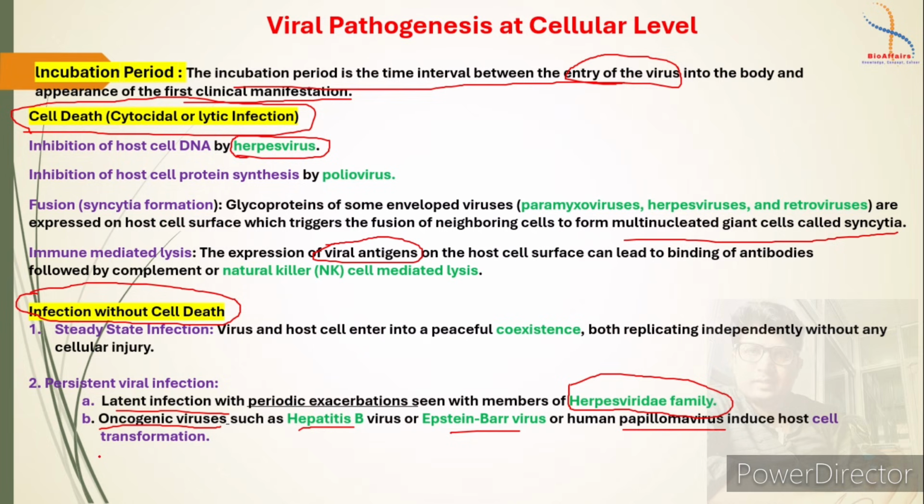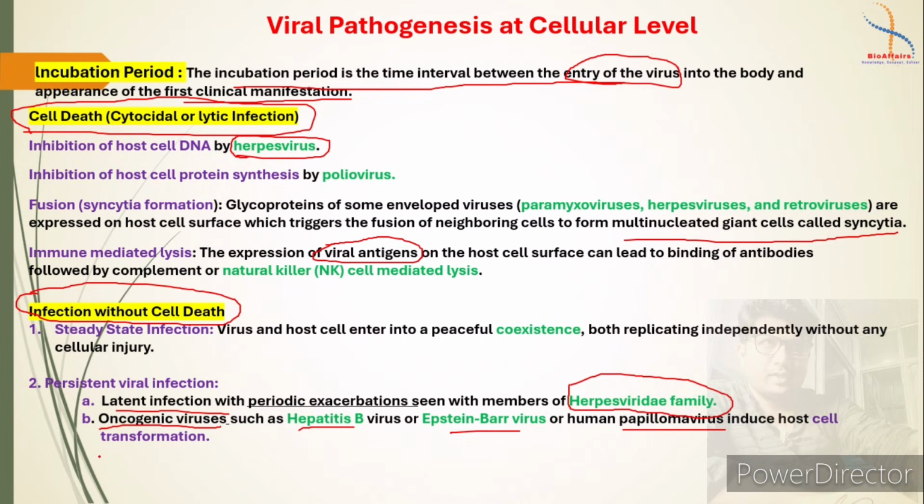And these are persistent viral infections. They do not actually destroy the cell, they transform the cell from one morphology to another morphology, according to the cancerous pattern. So that is the pathogenesis.